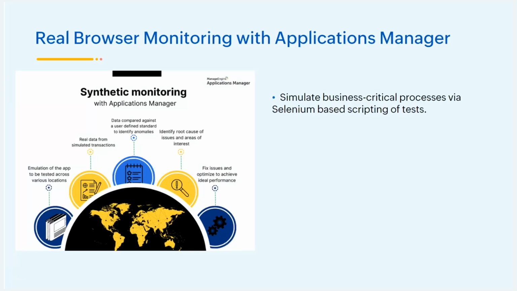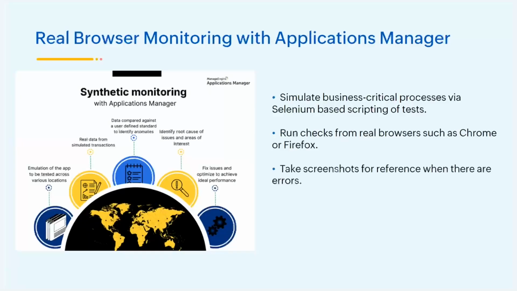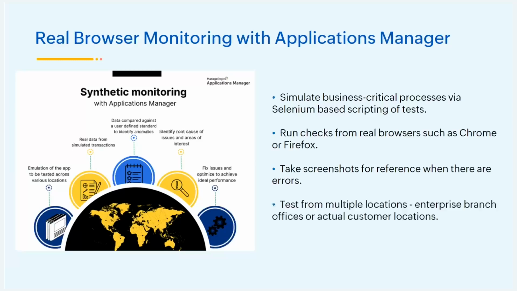So first, it simulates business critical processes using Selenium based scripting. Every action performed during the recording, such as hovering or clicking on an element, is saved in a Selenium script file. Then Applications Manager opens a real browser such as Chrome or Firefox and replays the recorded transaction to identify any errors during the specific playback. So once done, all performance metrics are published on the monitoring dashboards. Also, it allows you to take screenshots during the playback.